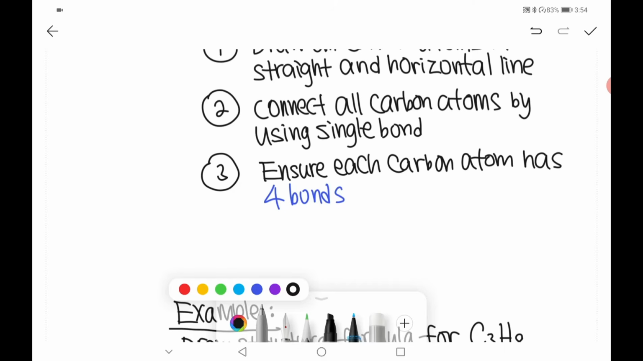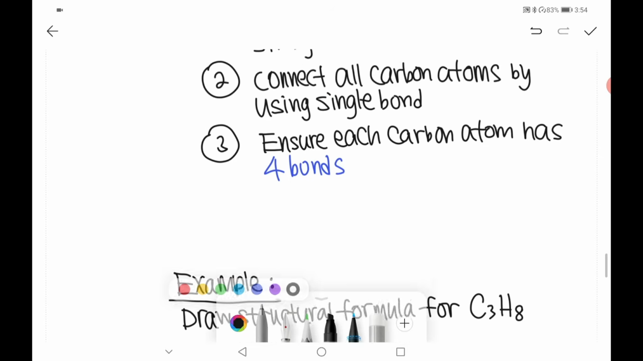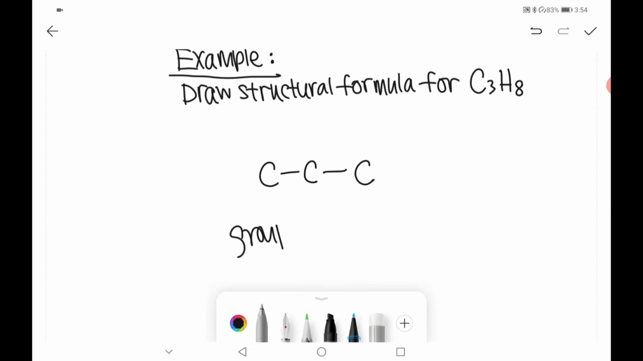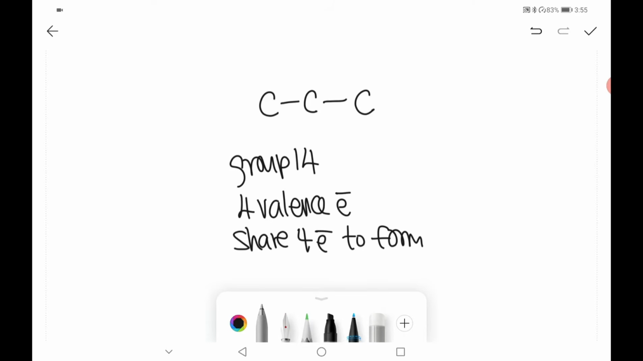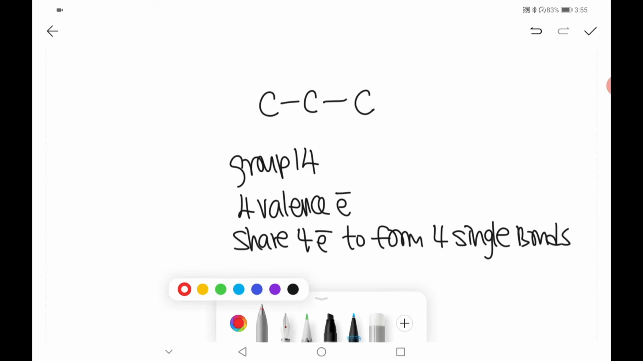Why? You learn this in your Form 4 Chapter 5. Carbon is in group 14. If you check the periodic table, it is in group 14. Group 14 means carbon has 4 valence electrons. So you can share the 4 valence electrons to form 4 single bonds. This is the reason why carbon must have 4 bonds.